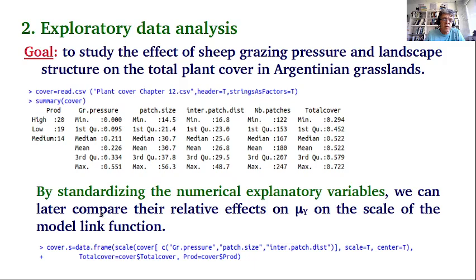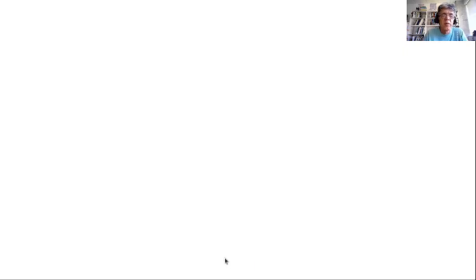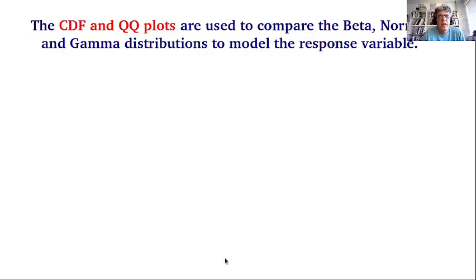So here I simply create a data frame that contains the scaling of the numerical explanatory variables, in order for them to have zero mean and unit standard deviation. And this data frame also contains the response variable and the categorical explanatory variable. So we are going to use, as usual, the cumulative distribution function and the QQ-plots to compare three candidate distributions to model this response variable.